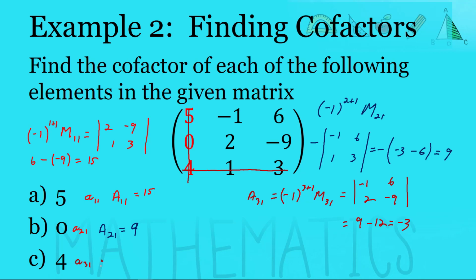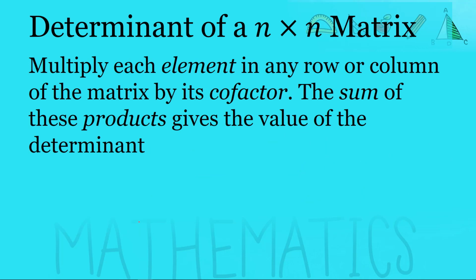So here, A31 is equal to -3. Well, that is simply great. What do these cofactors and minors have to do with determinants? Well, they provide for us an algorithm which will allow us to define the determinant of any square matrix of arbitrary size.